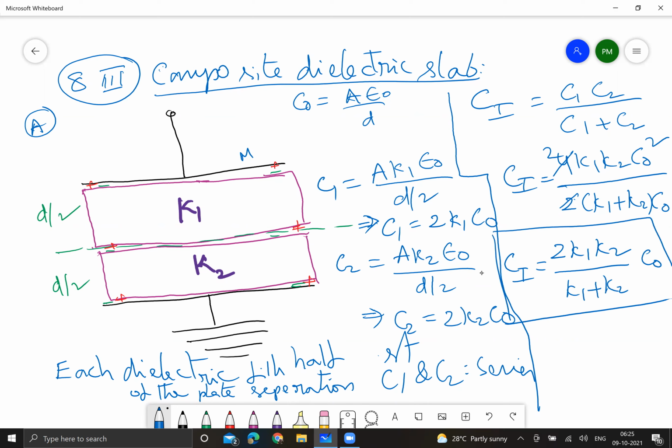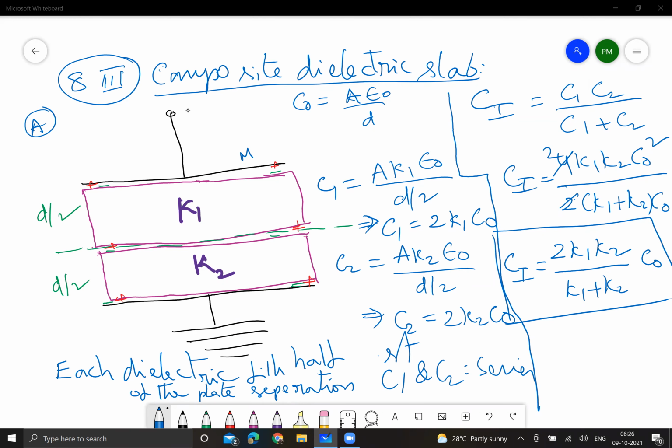This is when two dielectric slabs, each of dielectric constant K1 and K2, are filling the space in between the capacitor plates such that each dielectric fills half of the plate separation. Suppose the thickness of the dielectric slab is not equal to half of the plate separation, then what will be the formula? Now we will modify the same equation.